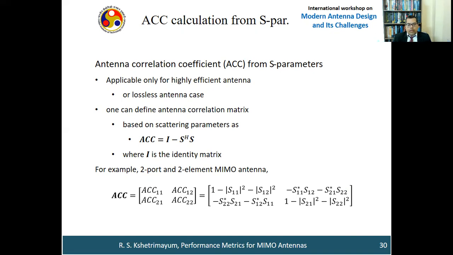And most of the antennas have some kind of inherent losses. For example, a microstrip antenna has metal losses and dielectric losses. Dielectric resonator antennas have dielectric losses. So this formula may not be very accurate for finding the antenna correlation coefficient. But this is a very convenient formula, because once you have scattering parameters, you can easily find the antenna correlation coefficient matrix. For a 2x2 MIMO system, or a 2-port 2-element MIMO antenna, the correlation coefficient expression is given here. It's a very simple expression.